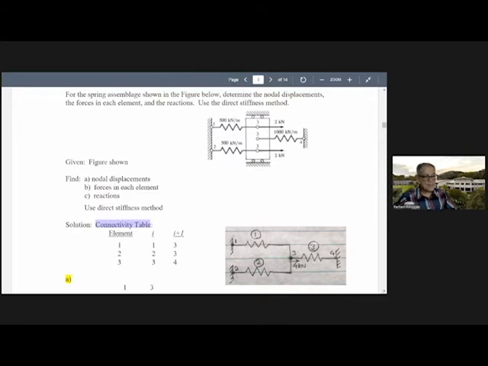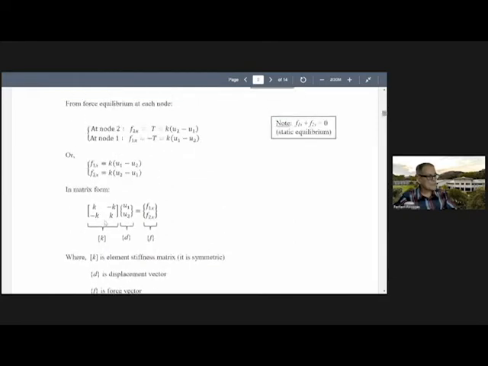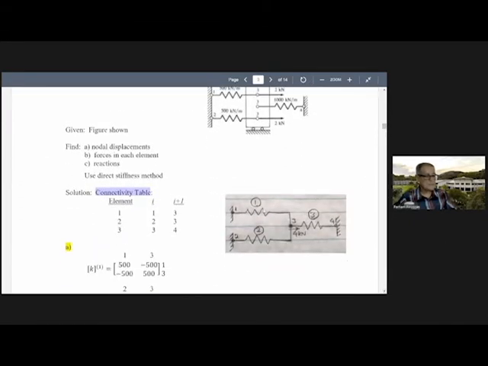Next step is to apply the element stiffness matrix. Remember this one that we developed, the element stiffness matrix, for each of these elements. So here for element 1, K for element 1, its stiffness was 500. So it is 500, negative 500, negative 500, 500. Here, put the addresses. This is element 1, goes from node 1 to 3. Put this 1, 3, and 1, 3.